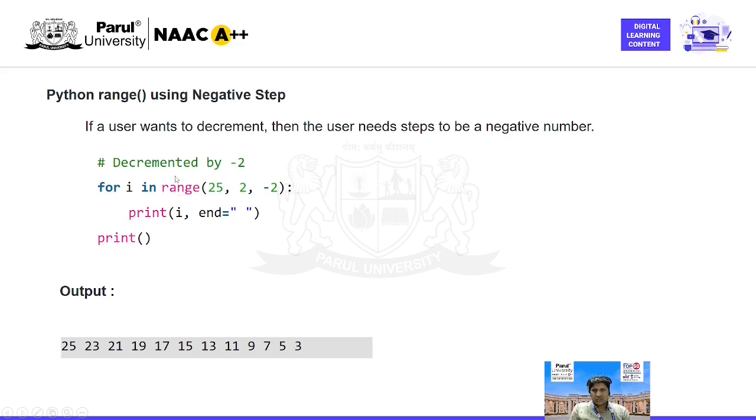Suppose you don't always start from 0 or 1. You can start from 50 and go down to 1. It means reverse numbers.